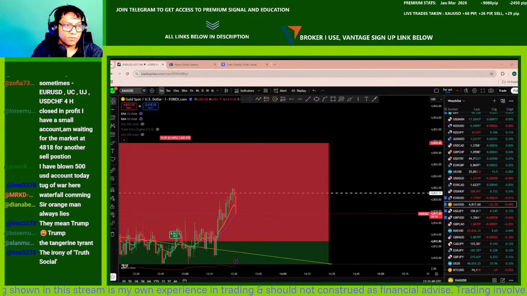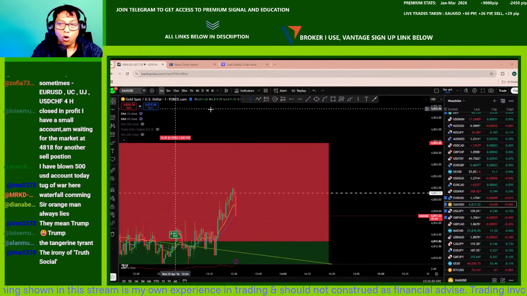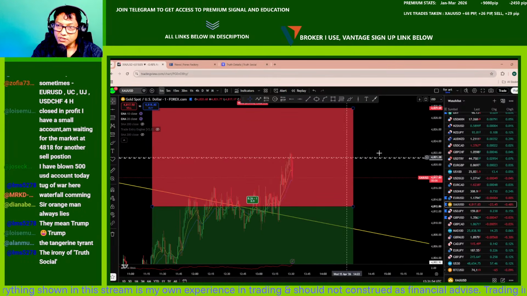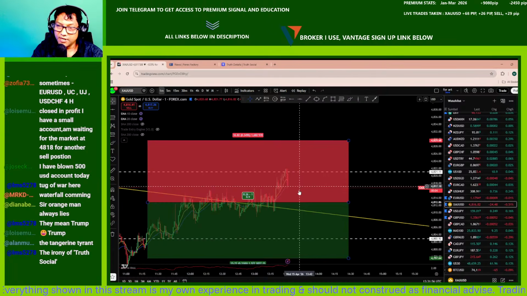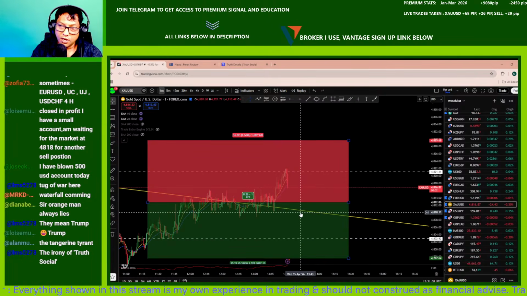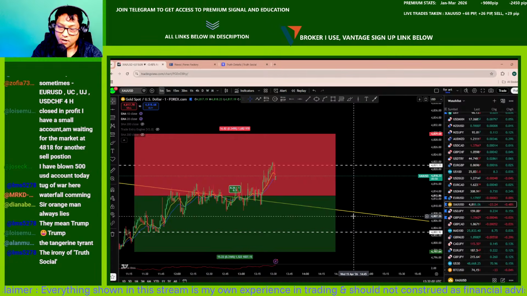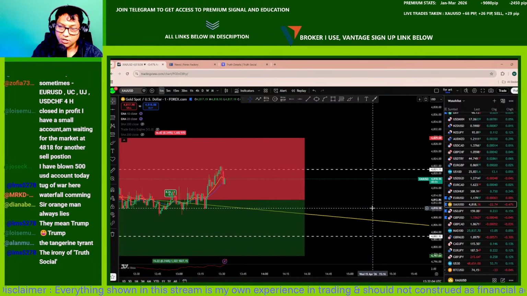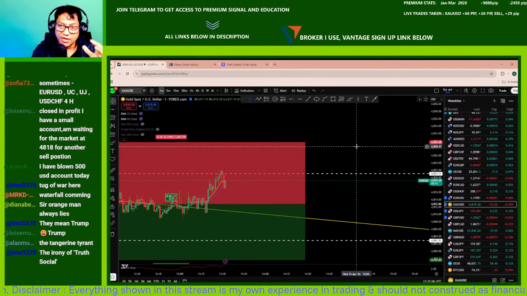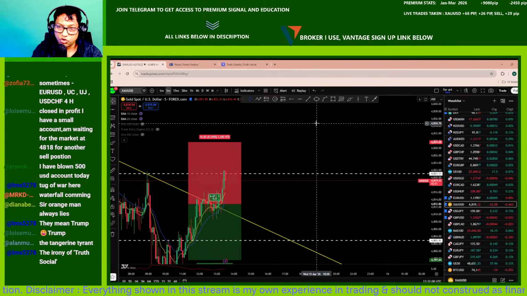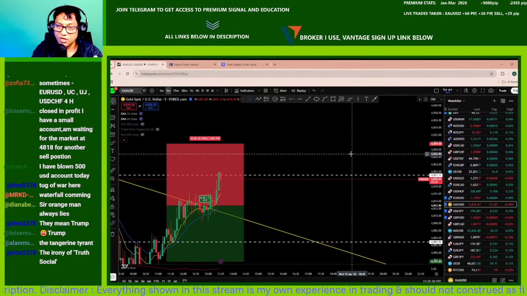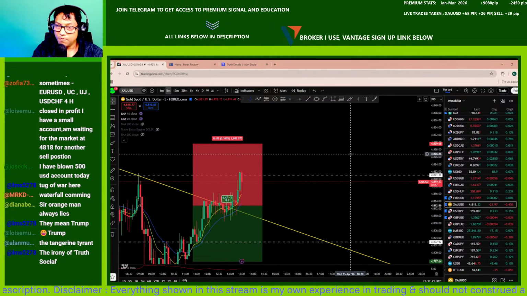Okay, so getting some rejection of that level, and with this rejection, I'm expecting the market to eventually break below further and then come down to create a new lower low. You see there is a break of structure. Let's see if this break of structure is a change of trend or it is just a liquidity gap in that area.